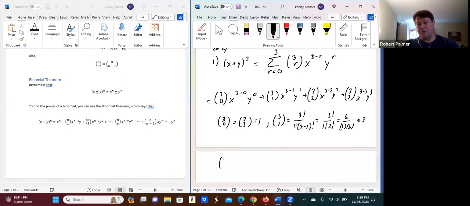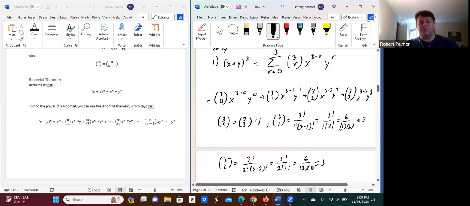Okay, and then if we do 3 over 2, same pattern. The top number is going to be 3 factorial, or n. It's our n, and here's our r. We have the r factorial, or 2 factorial, then n minus r, 3 minus 2 factorial. It turns out that's exactly the same thing as 3 over 1. So this is 3 factorial over 2 factorial times 3 minus 2, which is 1 factorial. And that's going to be 6 over 2 times 1, which is also 3. So now we know what our coefficients are: this one is 1, this one is 3, this one is 3, this one is 1.